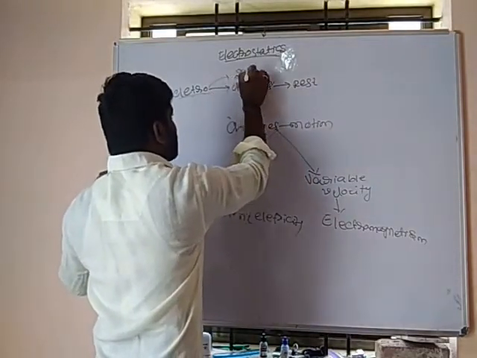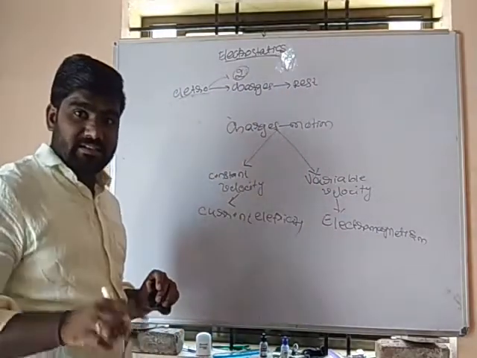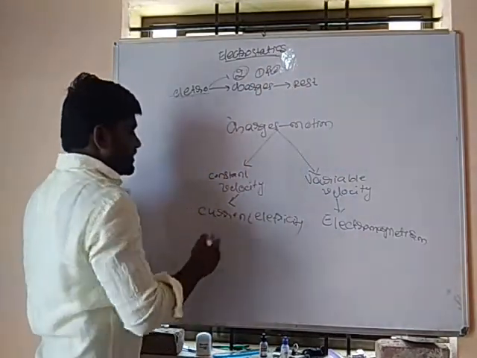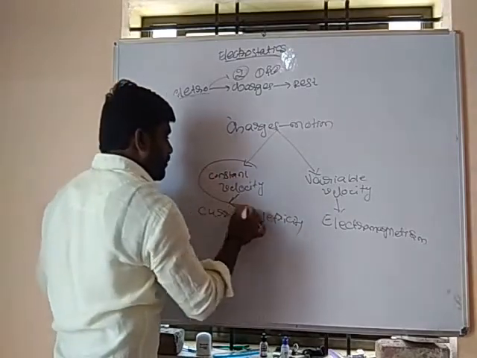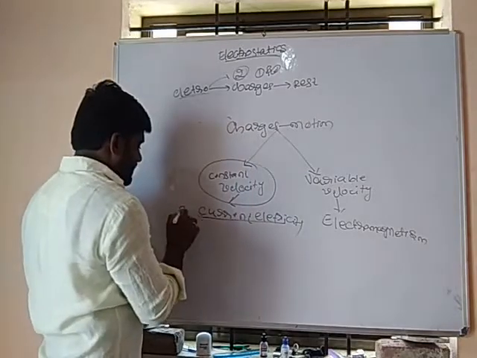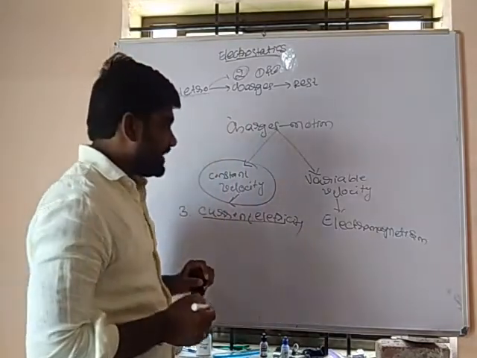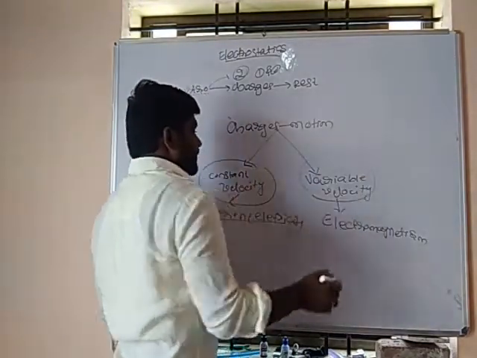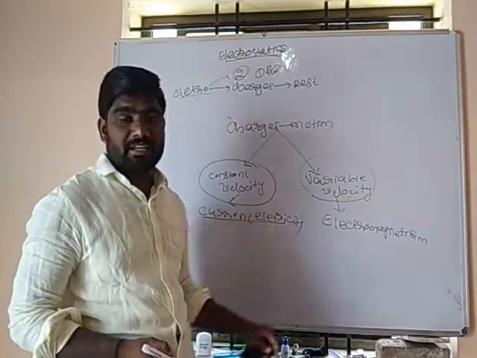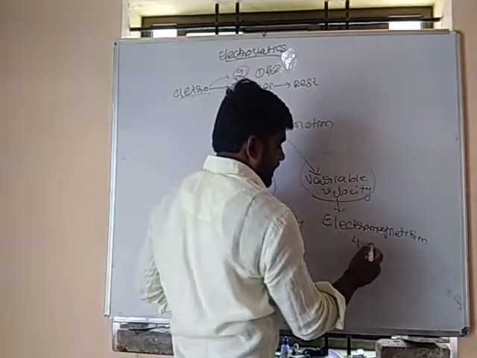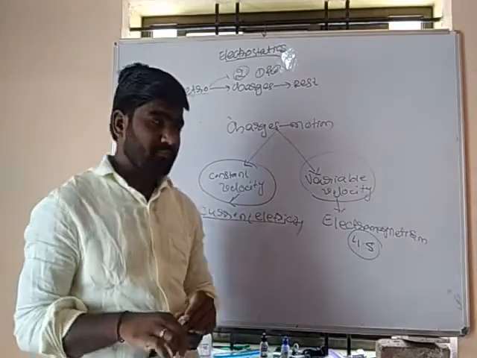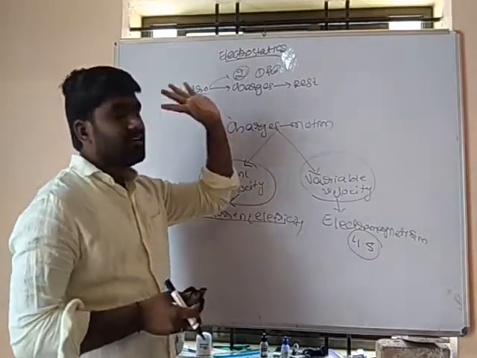So in your second PUC, electrostatics, charges at rest, has two topics: the first and the second. If charges are moving under constant velocity, it is current electricity, which is chapter number 3. And if charges are moving under variable velocity, it is chapters 4, 5, 6, 7 like this. So this is about the basics.